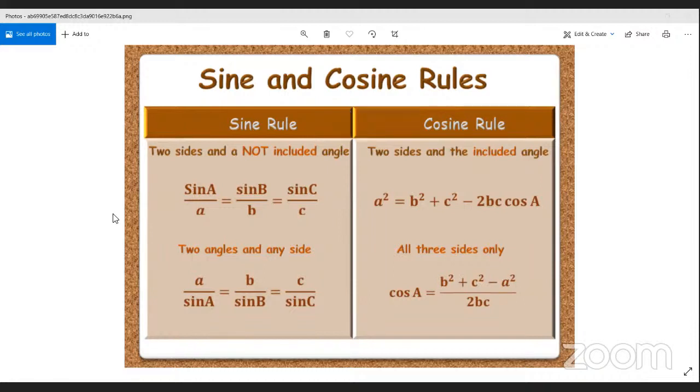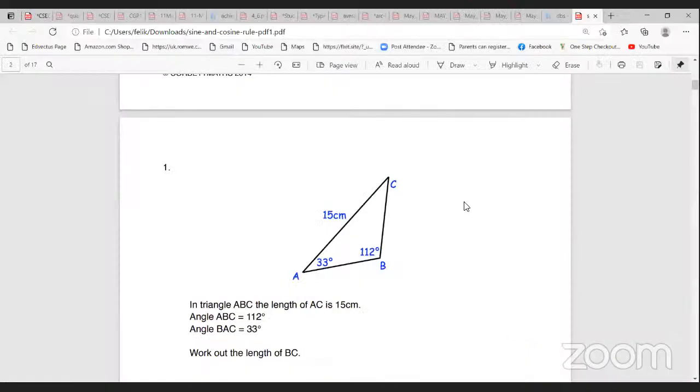All right, so we're going to determine which of the rules we're going to use for our first question. In the triangle ABC, the length of AC is 15 centimeters, and angle ABC equals 112 degrees, angle BAC equals 33 degrees. Work out the length of BC. Which rule would we use, sine rule or cosine rule? Before thinking about sine rule and cosine rule, could we use Pythagoras theorem or could we use trig ratio?